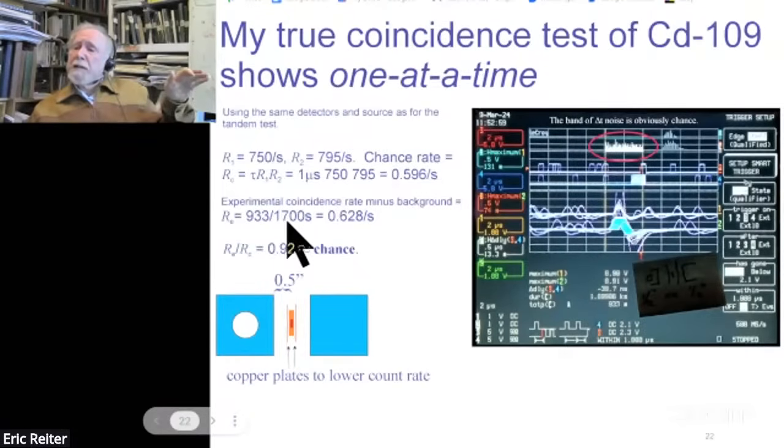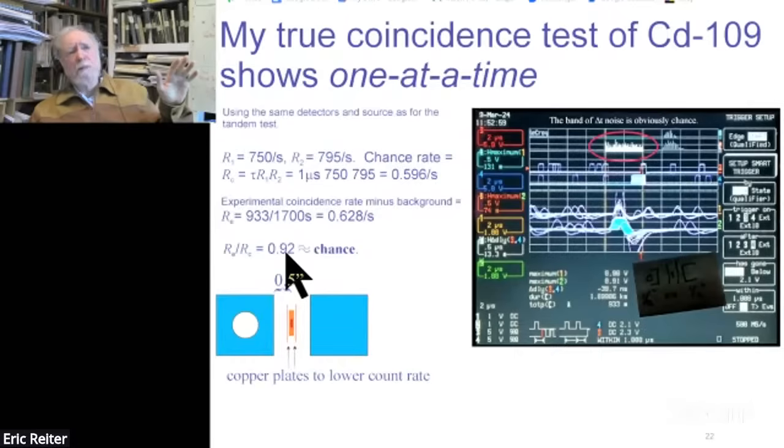Then you compare the chance, and it's close to one. So we're seeing that it's a one at a time source. That's important to see. It emits one gamma ray per spontaneous nuclear decay.